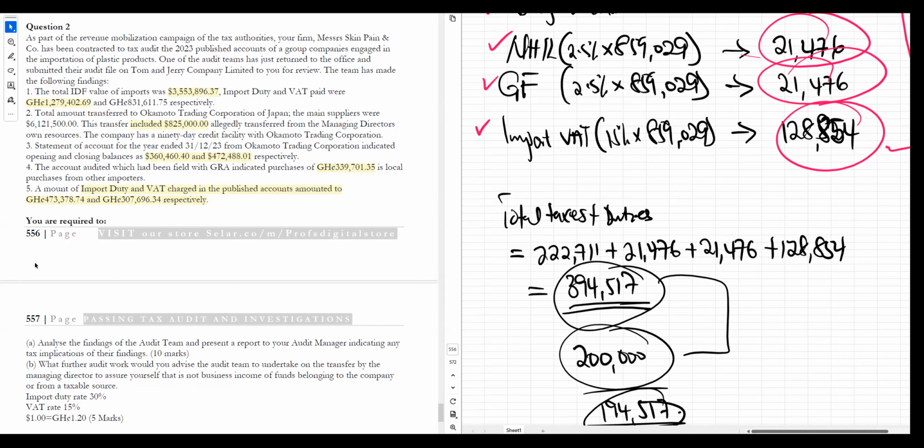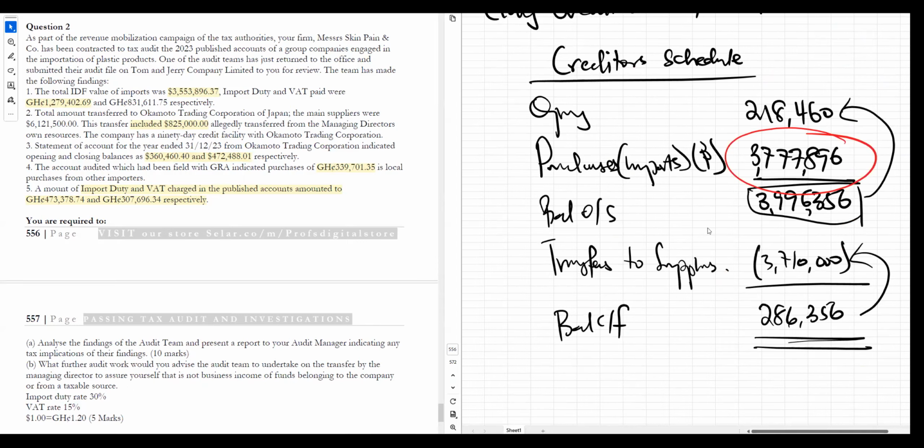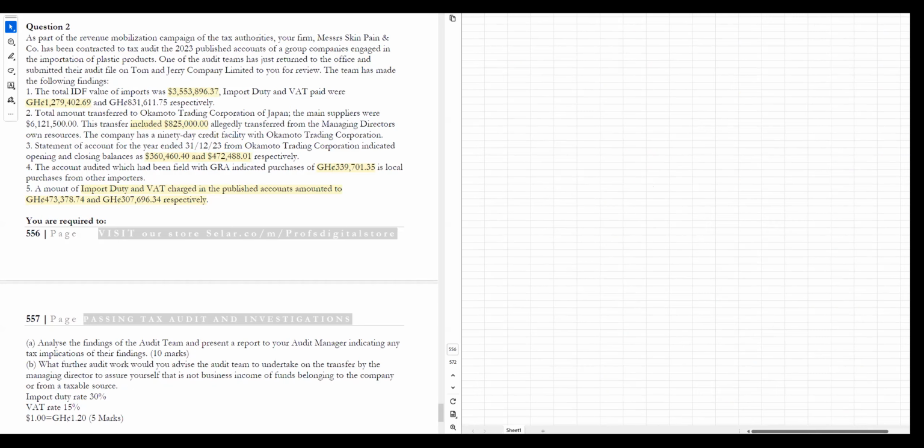So what do we do? Hello, sir. Yes, please. So point 4 is saying that the purchases included local. So that means that one is separate from the one that we imported, which was in dollars, right? Yes. So the account audited, which had been filed with GRA, indicated purchases of what? 339,701 for local purchases from other importers. Meaning that this is just our audited account, right? And this one came from other importers, different from what we have from Okamoto Trading. Okay. Do you get it?